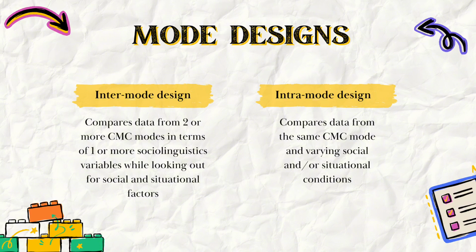An example is a comparison between a student group chat, which is synchronous or real-time, with emails to lecturers, which are asynchronous. And then the second one is intramode, which compares data from the same CMC mode and varying social and/or situational conditions, which, for example, is a comparison of spelling variation in instant messaging datasets between female and female, male and male, and female and male conversations.